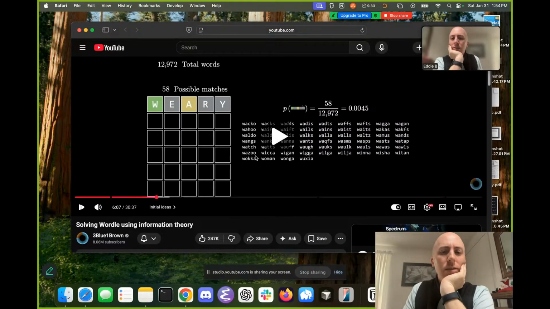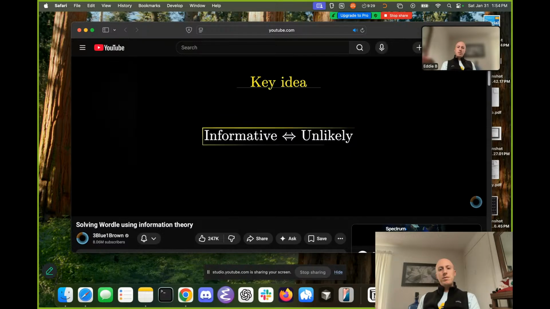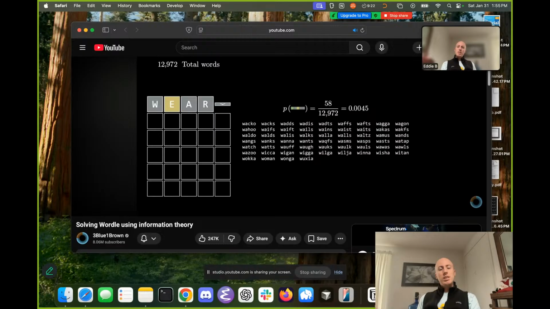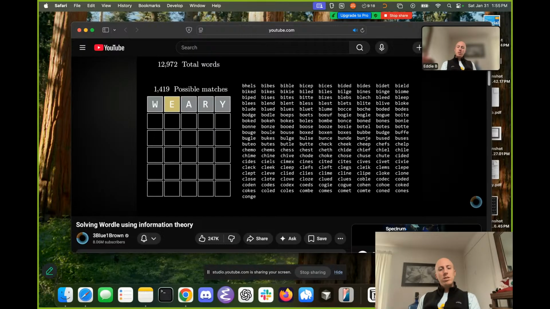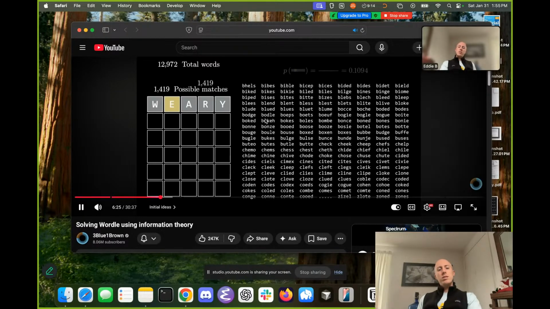In fact, what it means to be informative is that it's unlikely. A much more probable pattern to see with this opening would be something like this, where, of course, there's not a W in it. Maybe there's an E, and maybe there's no A, no R, no Y. In this case, there are 1,400 possible matches. So if all were equally likely, it works out to be a probability of about 11% that this is the pattern you would see.